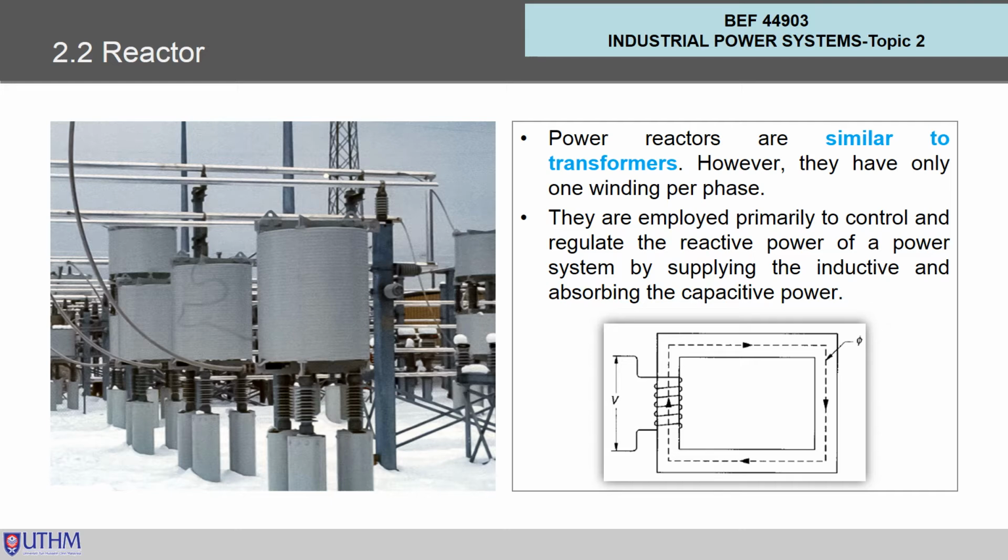What is a power reactor? Power reactors are similar to transformers. However, they have only one winding per phase. They are employed primarily to control and regulate the reactive power of a power system by supplying the inductive and absorbing the capacitive power. This is the figure of the reactor, and this is the diagram of the power reactor.